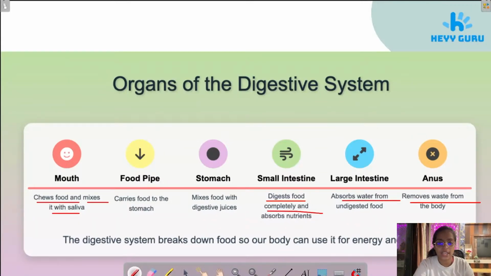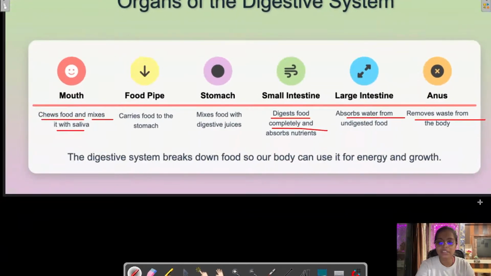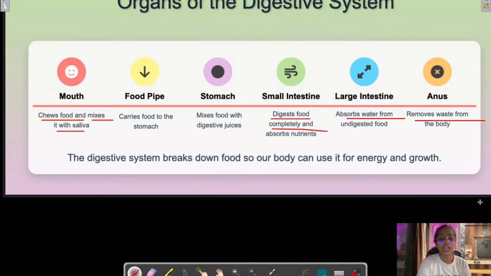Now here I wrote one line. What is it saying? See, the digestive system breaks down food so our body can use it for energy and growth. Okay, this is very simple. If you want to understand why we are eating food, to get energy, and why we need energy, to do work. Even I am moving because I am using my energy, right?